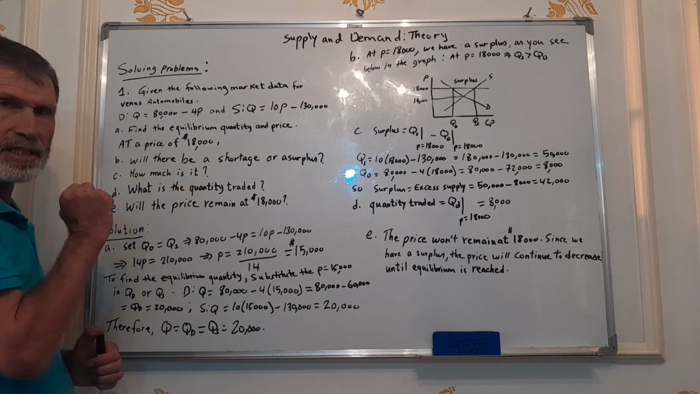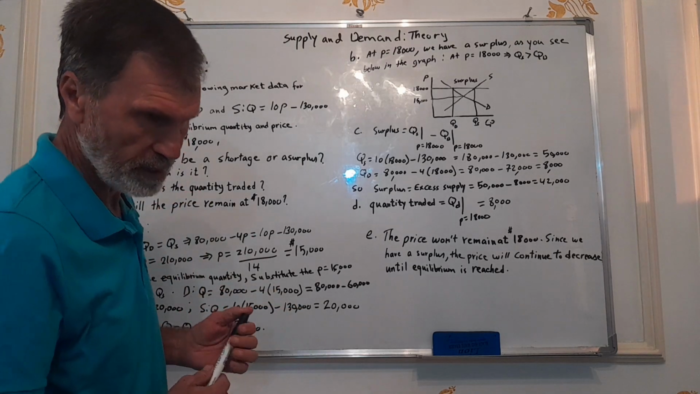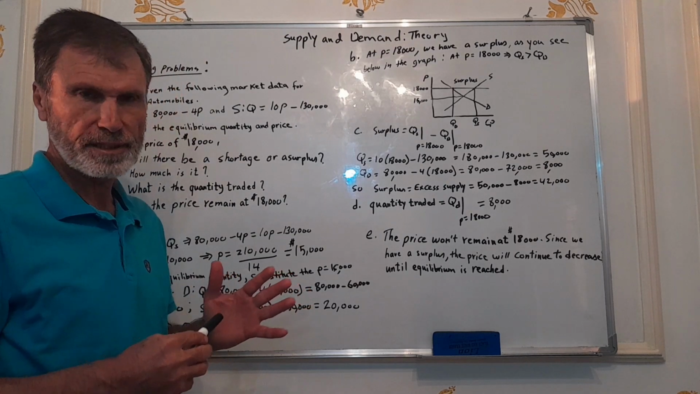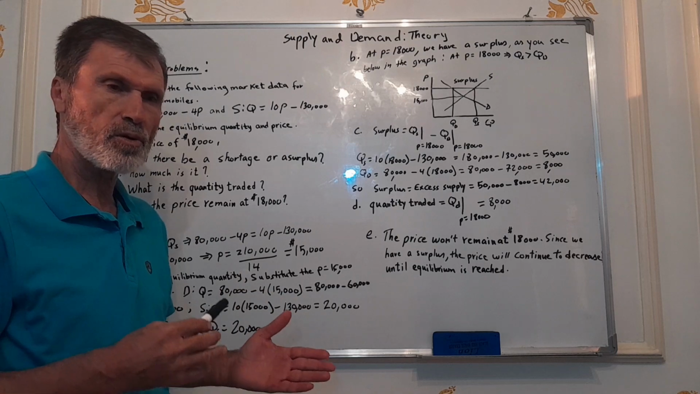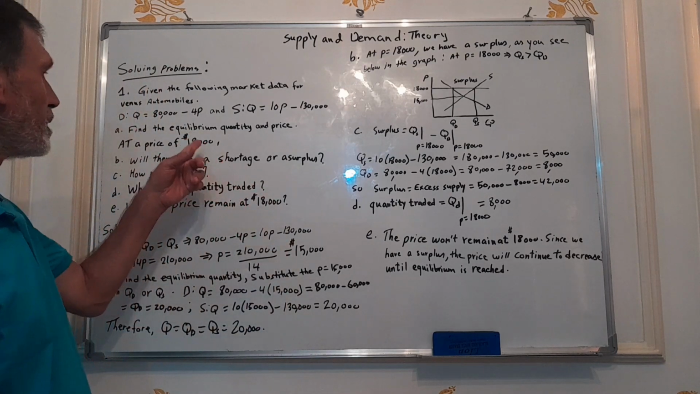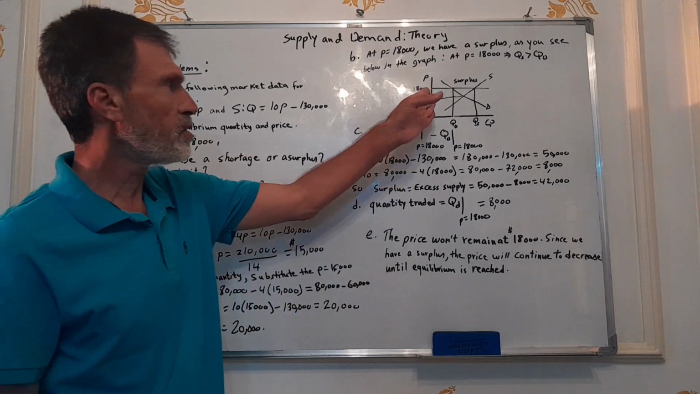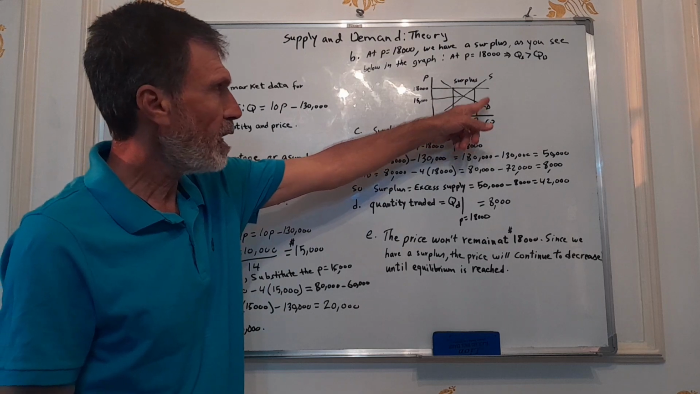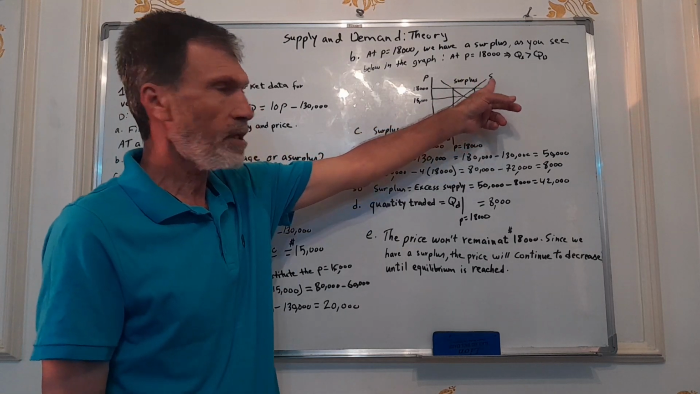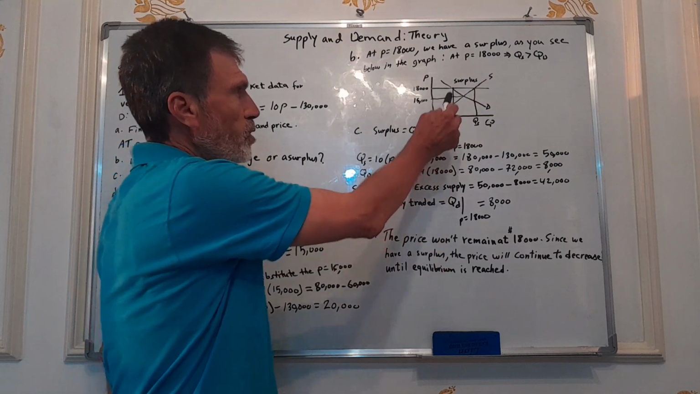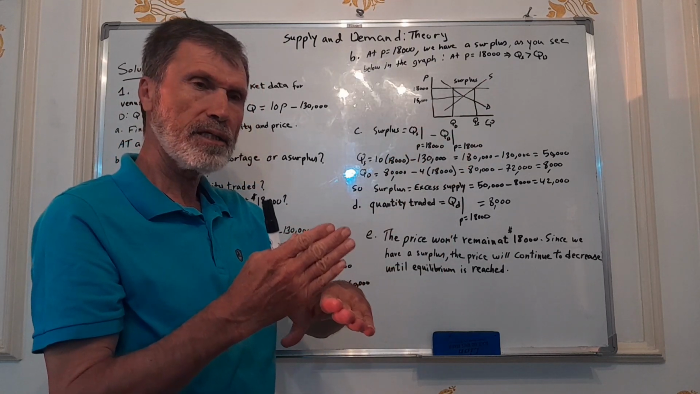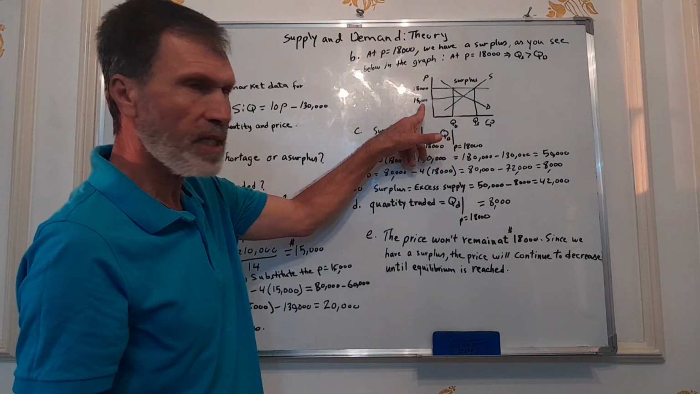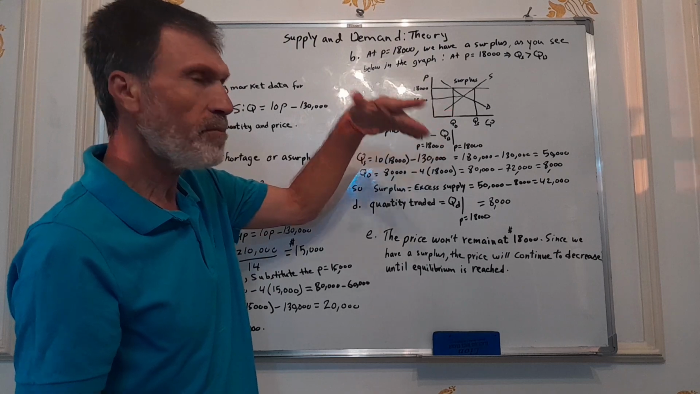At the price of 18,000, will there be a shortage or a surplus? The best way to know whether we have a surplus or a shortage at this price is to draw a graph of the demand and supply. This is demand, downward sloping, the supply is upward sloping, and the equilibrium where the demand intersects the supply gives you the equilibrium price. This is the equilibrium price along the vertical axis, 15,000. As you can see, 18,000 is above 15,000.